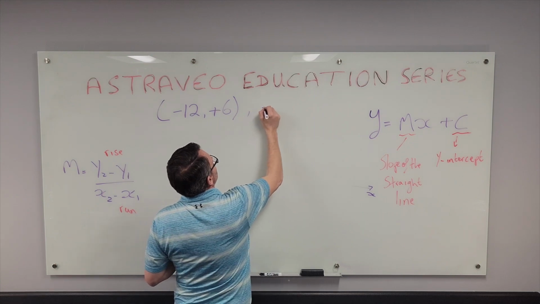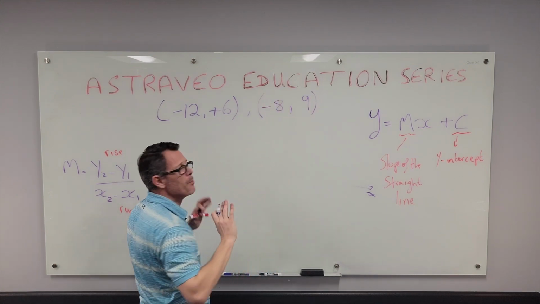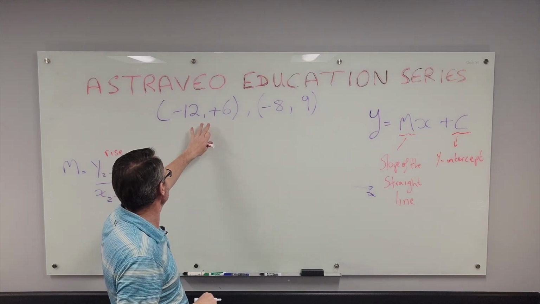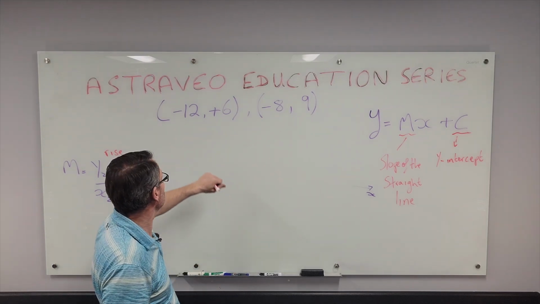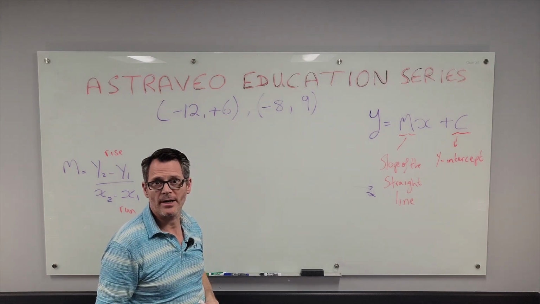Minus 8, minus 9. Minus 8, comma 9. I mean, to be honest, I could put any numbers in there. We're going to get the right answer. So again, the question on your exam or your schoolwork or your university work could be, given two data points, what is the equation of the straight line?